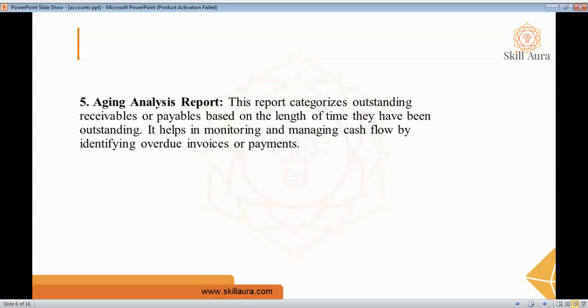days and above. So, by analyzing this report, the business can identify the area of improvement in their accounts receivable, payable, and manage, and take the necessary action to optimize their cash flow. So, these are the 5 important Tally reports in Tally. So, it is very important to understand these Tally reports.